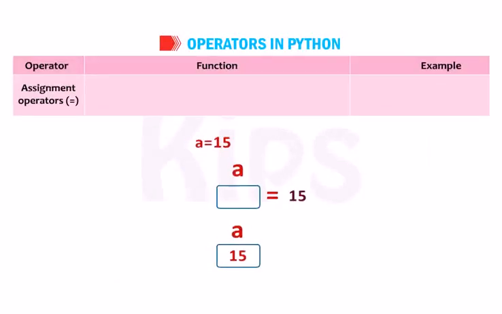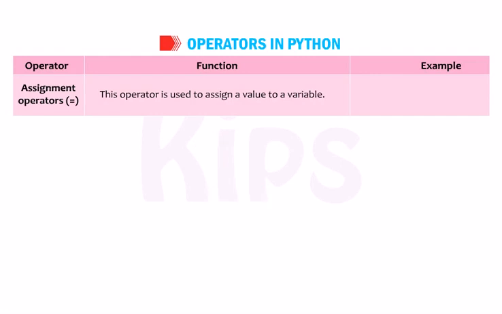Operator: assignment operators. Function: this operator is used to assign a value to a variable. Example: a equals 290. The value 290 is assigned to the variable a.